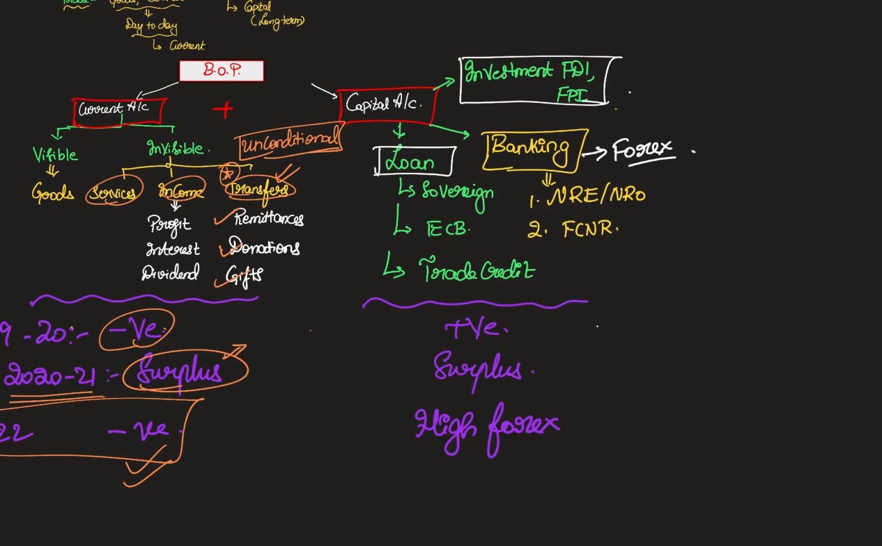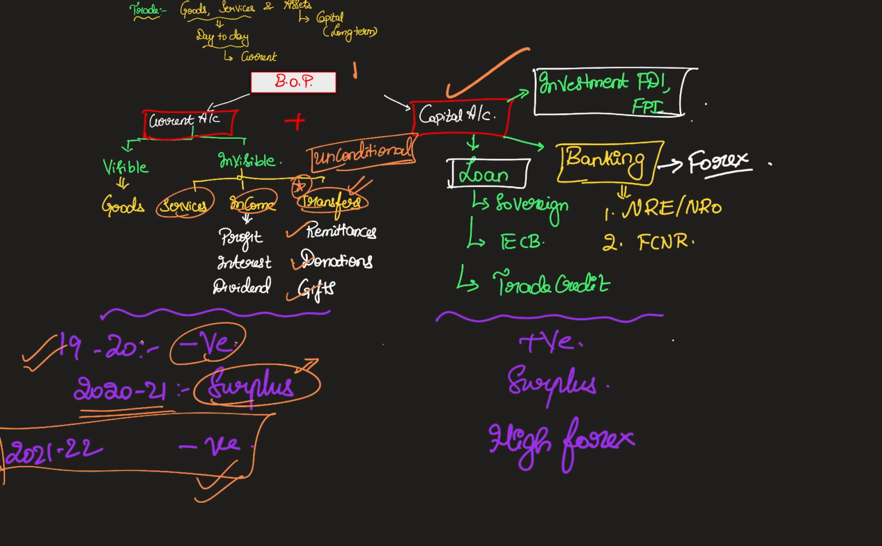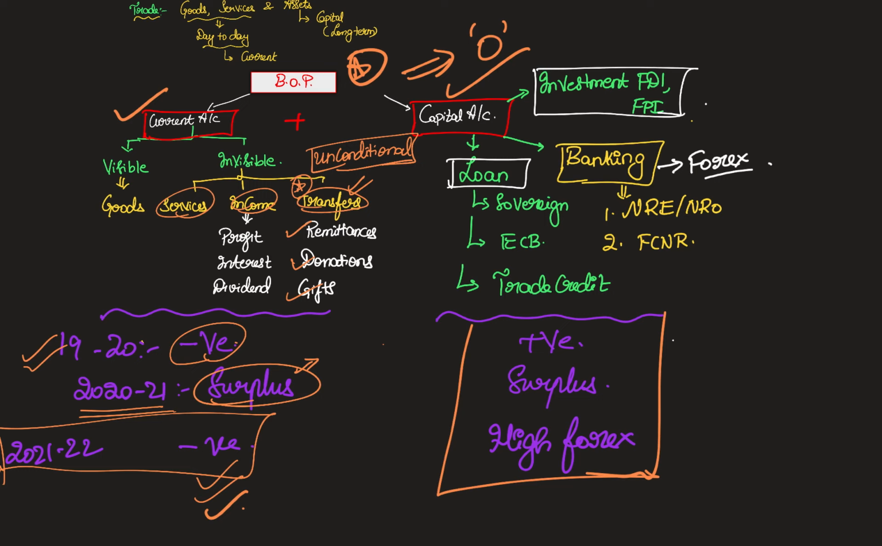Now we will move to the capital account. Before proceeding further, I have already told you that balance of payments is nothing but a systematic account of current account and capital account, and the net should be zero. There should be a balance between these two. So since we have a current account deficit, it is actually supplemented by a surplus on the capital side. That is why our economy is in good shape. This is the overall picture.